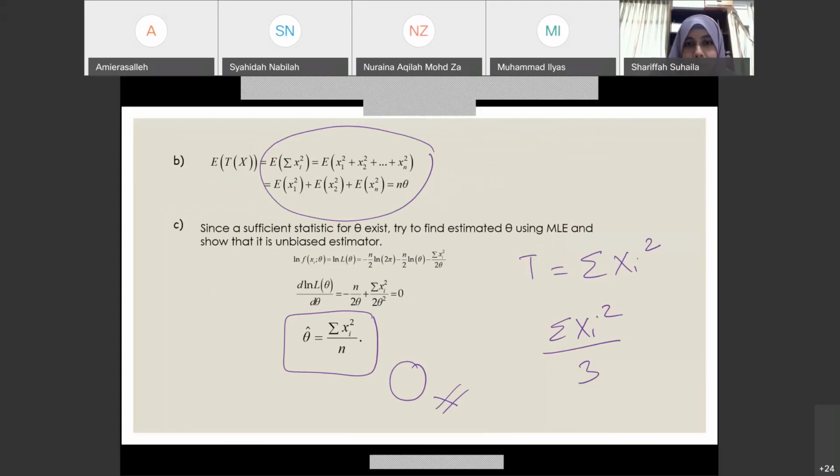Okay. So again, your theta hat here. So expected value of theta hat is equal to expected value of summation xi square over n. So it is an unbiased estimator.